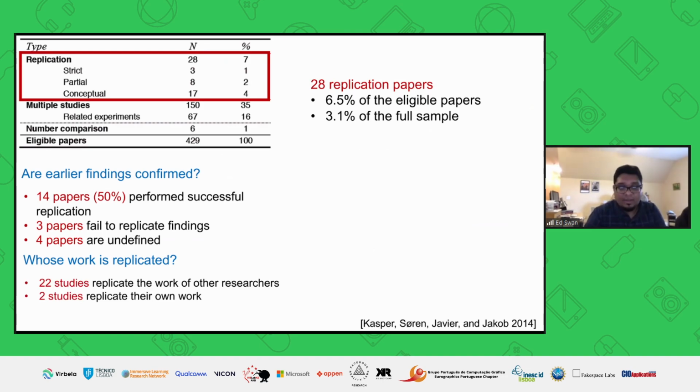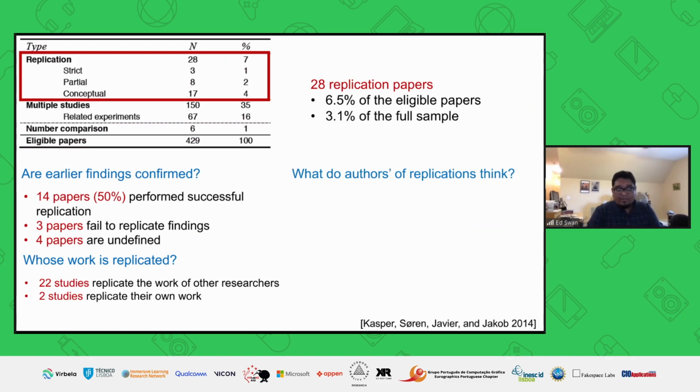That's actually a great thing. Someone has the original study and someone else actually replicated that study. So by that criteria, they found 22 studies. That's quite a lot. And 2 studies actually replicate their own work. That means, I'm the author, I published a work, and then I want to replicate my own work. They found 2 studies like this.